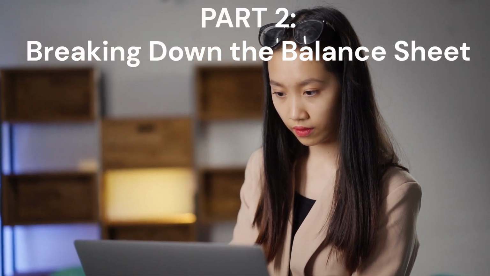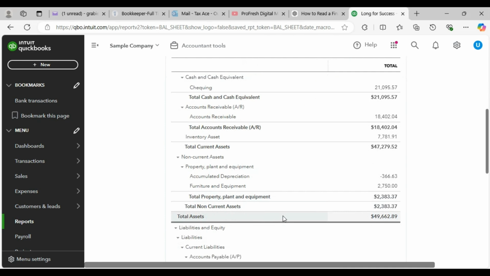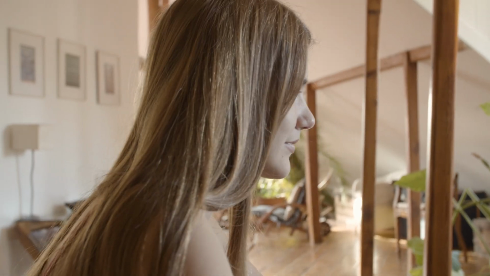Let's start with the balance sheet. This is like a financial snapshot taken at a specific date. Think of it as showing what a company owns, what it owes, and what's left for the owners if all debts are paid. Here are the main parts.